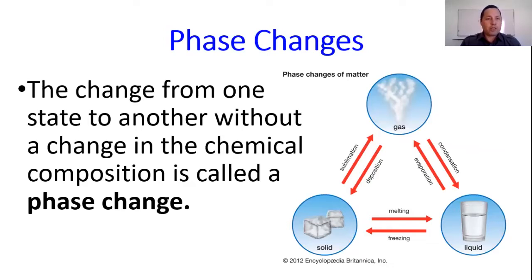So the change from one state to another without changing its chemical composition is just referred to as a physical phase change. All right, so there's no chemical changes here. It's just a phase change, just changing from one physical state to another.